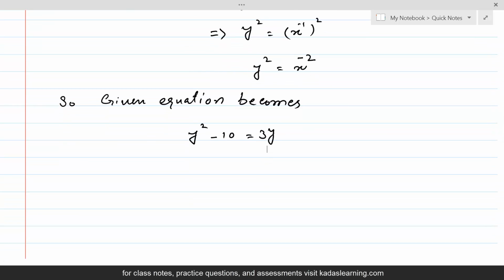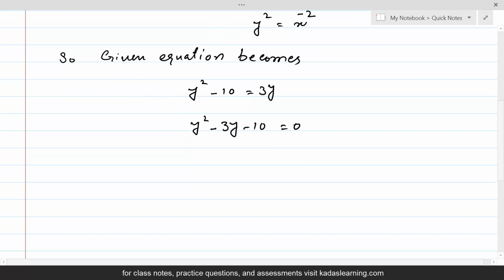This equation is a quadratic equation, so we'll use normal methods for the solution of quadratic equations. Let's write it in standard form. So this would be y squared minus 3y minus 10 equal to 0. Let's factorize this, and for this, if we compare it with the standard form ay squared plus by plus c equal to 0, here a would be equal to the coefficient of y squared, which is 1, b would be equal to minus 3, and c would be equal to minus 10.